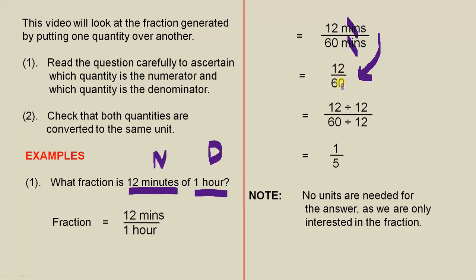Now 12 over 60, our knowledge of tables tells us that we can simplify this fraction. So we have to write it in simplest form. So what number divides into 12 and into 60? It has to be the same number. 12 does. So 12 divided by 12 over 60 divided by 12. 12 divided by 12 is 1. 60 divided by 12 is 5. So the answer is 1 over 5, or 1/5. So when it says what fraction is 12 minutes of 1 hour, the answer is 1/5.